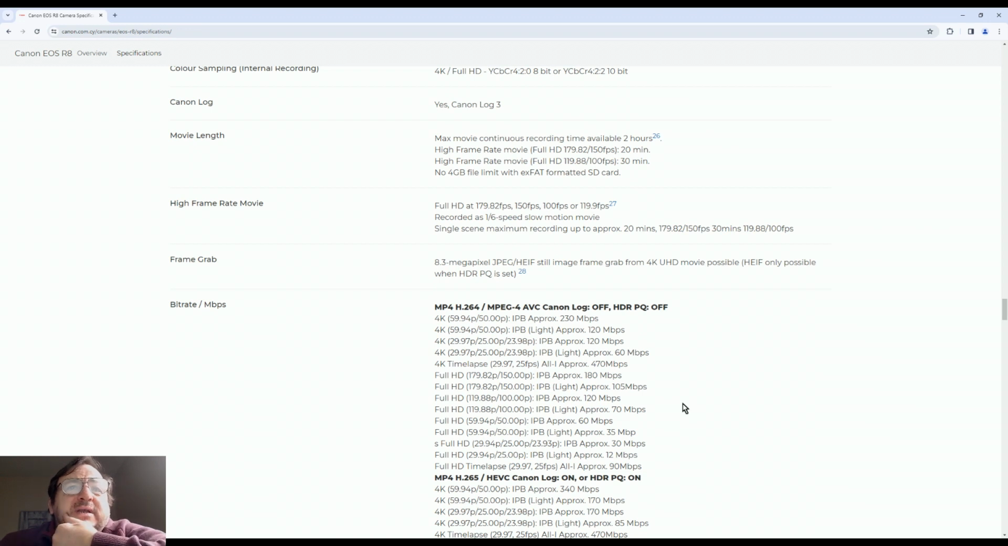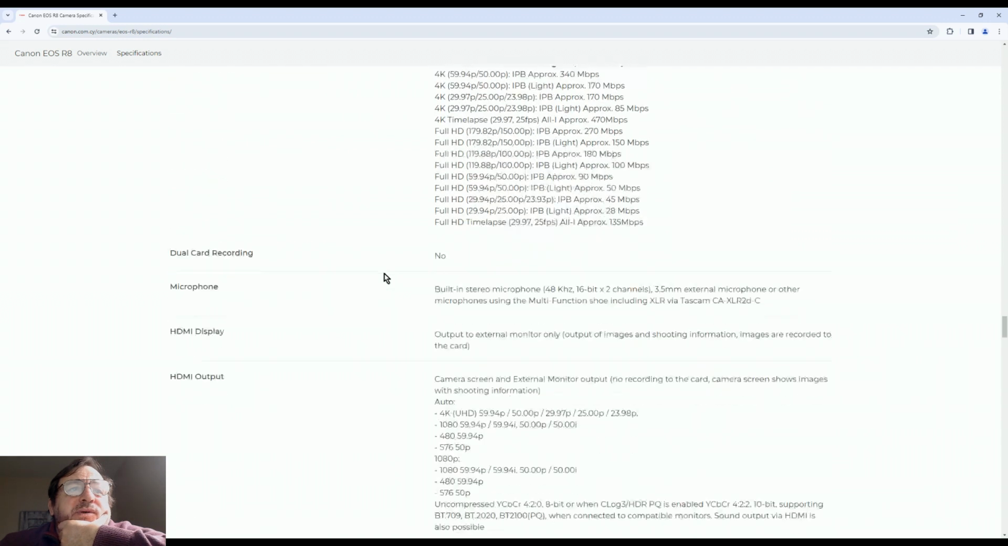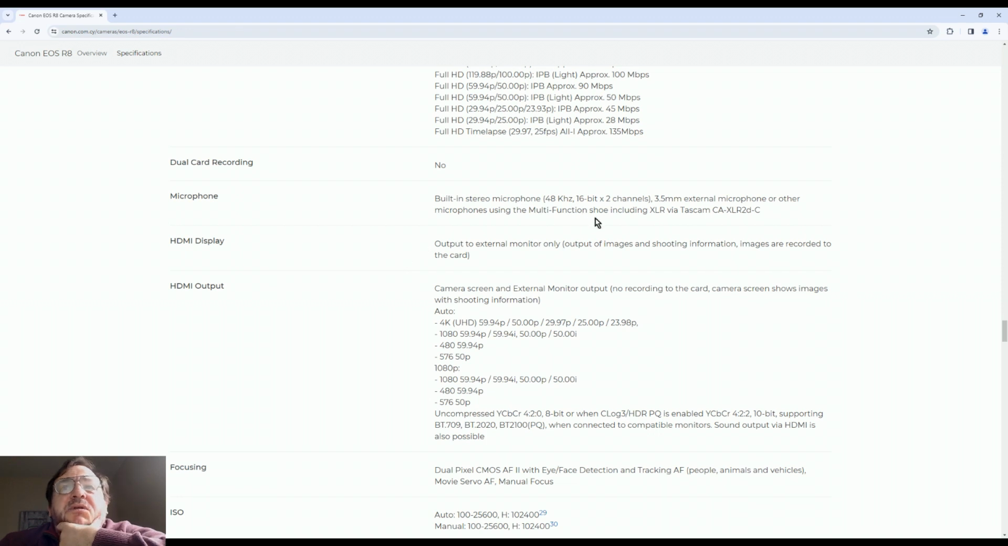For vlogging you need a light camera, good focusing, autofocus. And it should be quite cheap. So that's quite cheap. I think for vlogging it's okay. So this one, okay, microphone. Built-in microphone, 16-bit, 2 channels. So that doesn't have the best sound, but it's built in. So this is a typical vlogging kind of camera, with two built-in microphones. And then there is an external one.